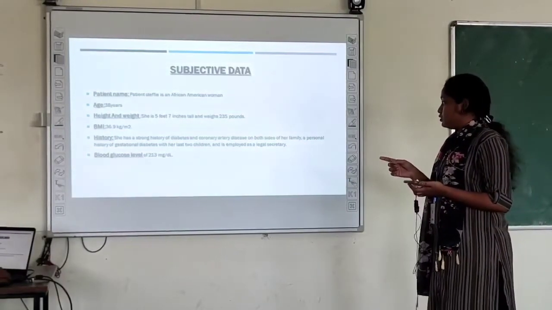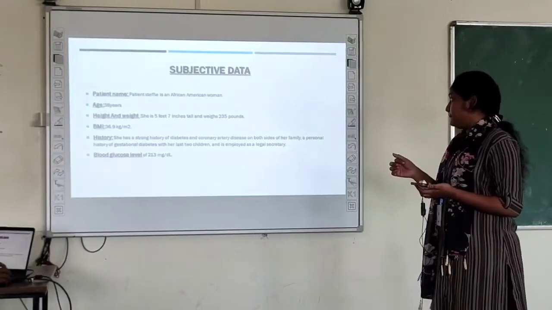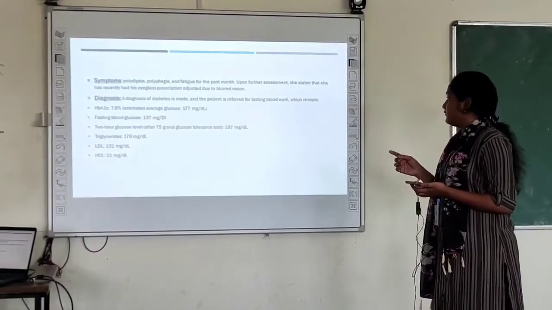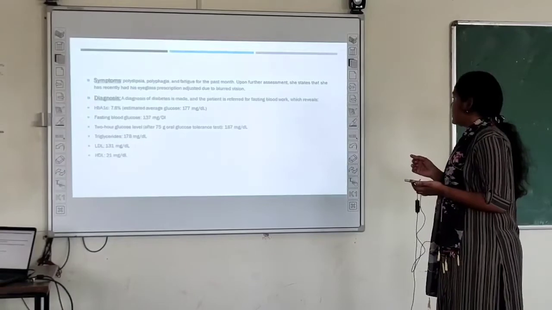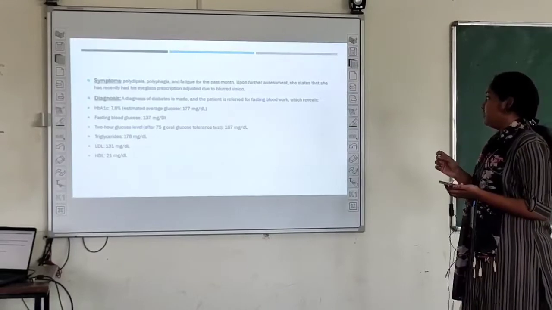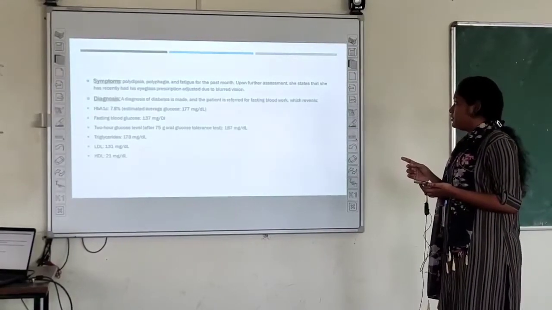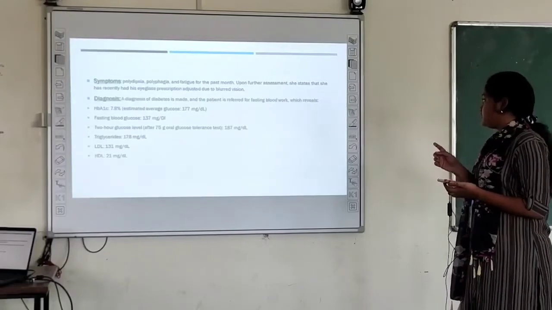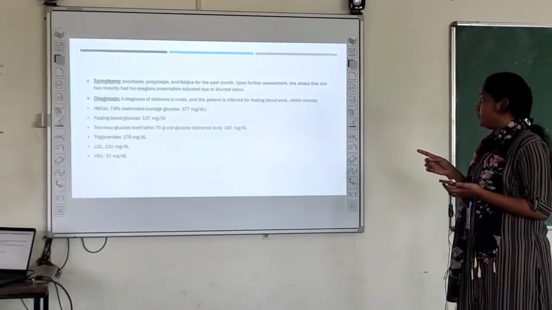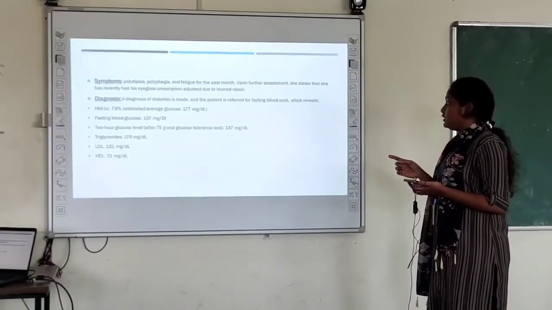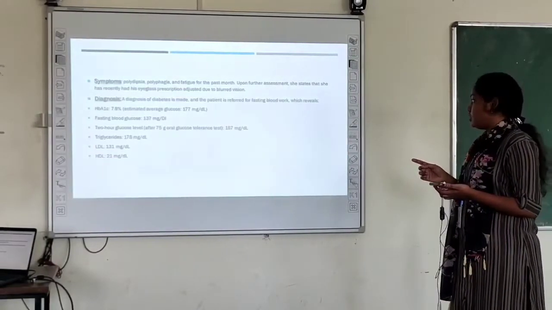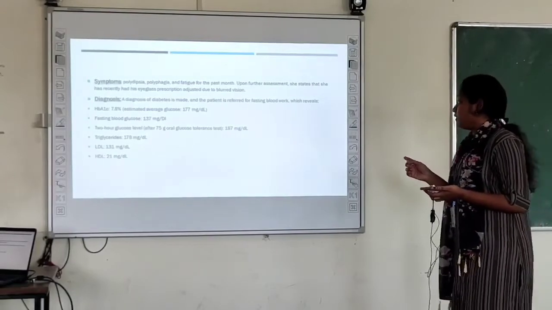Her blood glucose level is 213 mg per dl. Symptoms: polydipsia, polyphagia and fatigue for the past month. Upon further assessment, she states that she has recently had her eyeglass prescription adjusted due to blurred vision. A diagnosis of diabetes is made and the patient is referred for fasting blood work, which reveals HbA1c 7.8%. Fasting blood glucose is 137 mg per dl. 2-hour glucose level after 75 gram oral glucose tolerance test, 187 mg per dl.